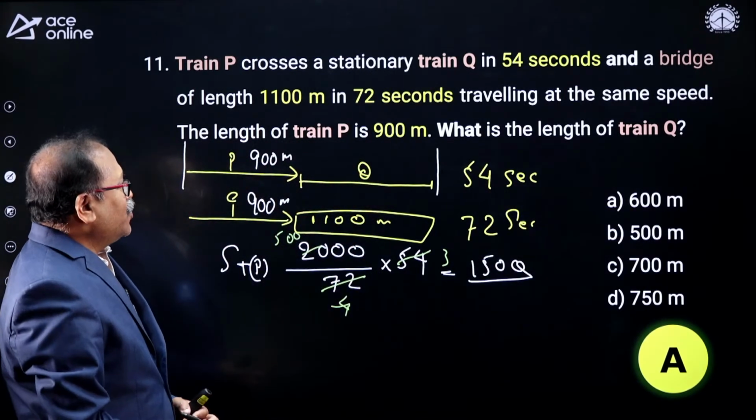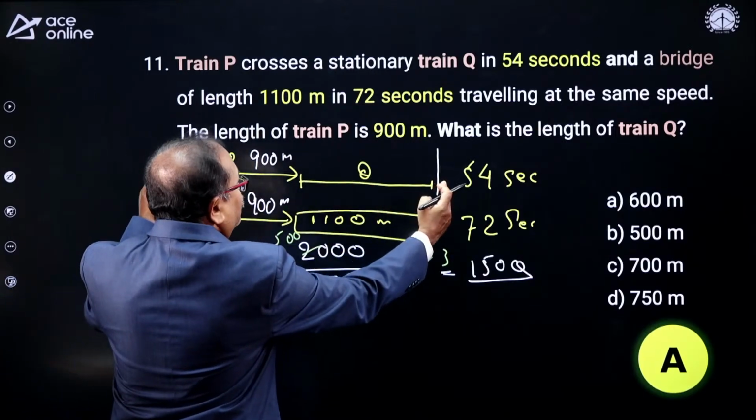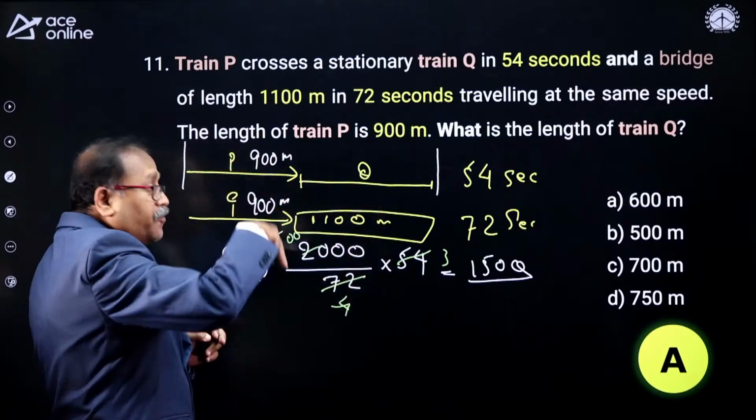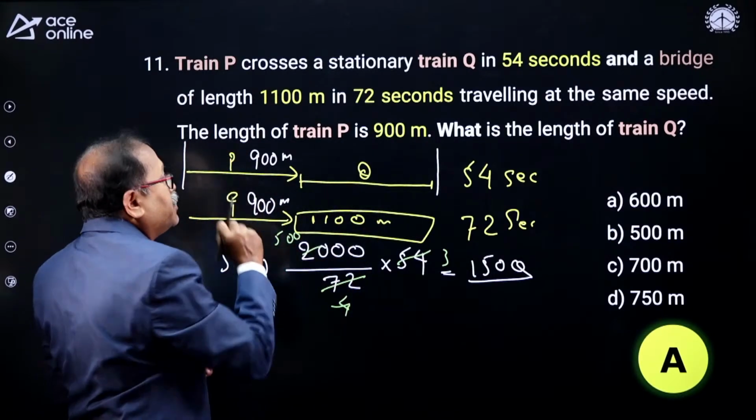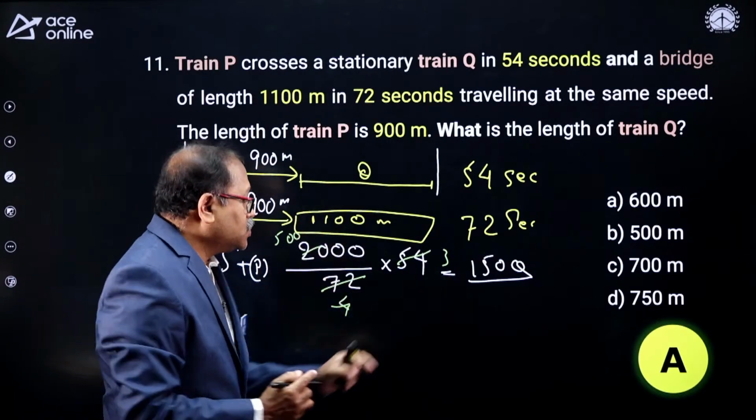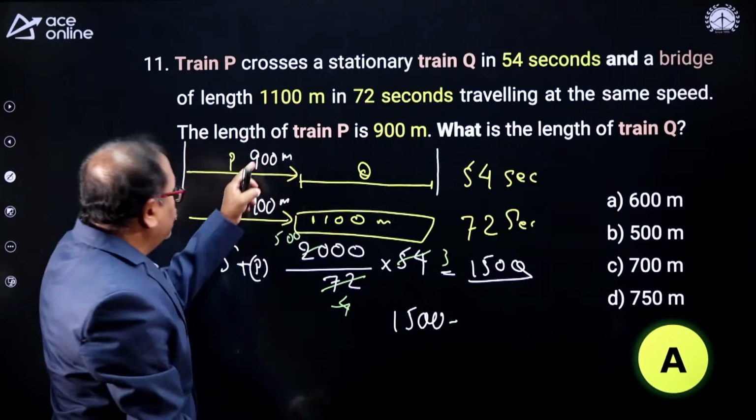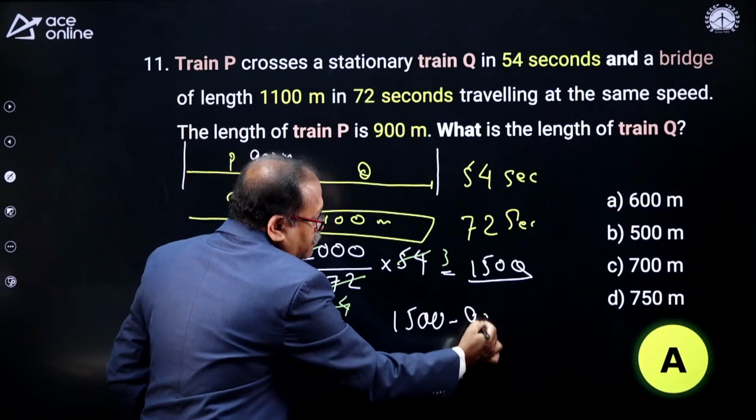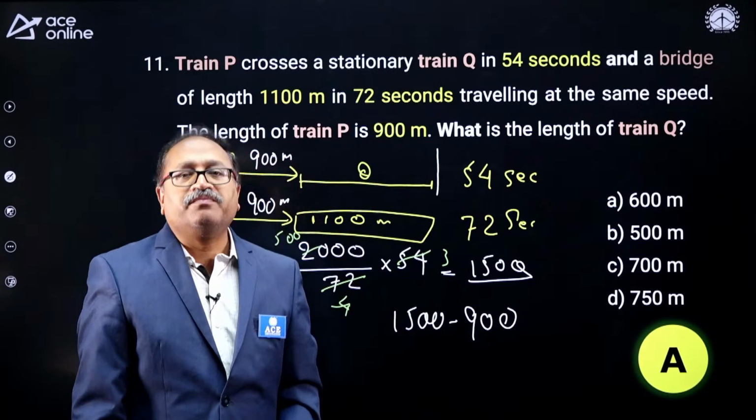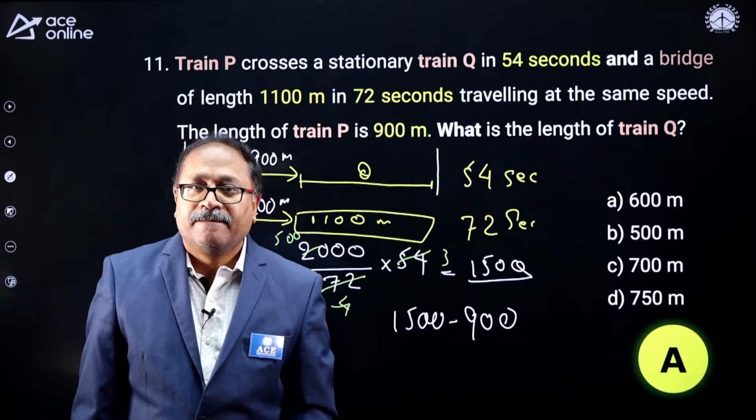Now, what is this 1500? It's the total distance from here to here: length of train P plus length of train Q. Out of which I know the length of train P is 900. Then what will be the length of train Q? That is 1500 minus 900. How much does that give us? 600, which was said long back. So my answer is 600, option A.